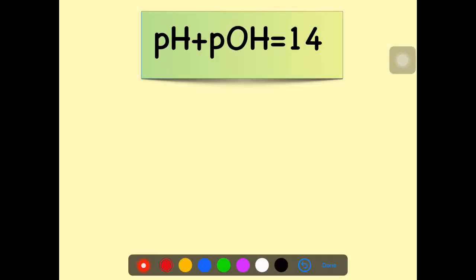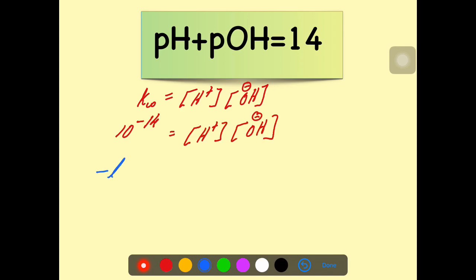And now we'll prove that pH plus pOH is 14. We know the ionic product of water is the product of the concentration of H plus ions and hydroxide ions, and at 25 degrees Celsius Kw is 10 raised to minus 14. Let's apply negative log to the base 10 on both sides.